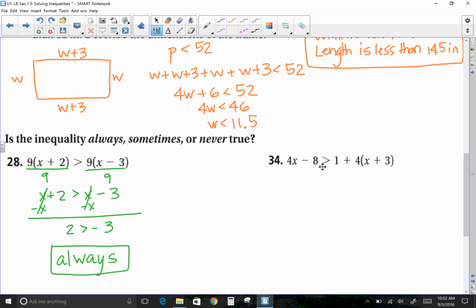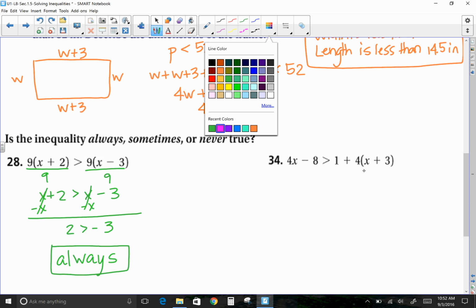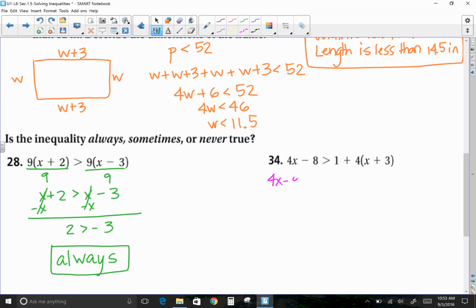4x minus 8 is greater than 1 plus, well, weird. Okay, 1 plus 4 times that quantity. I'm not going to divide by 4 here because I'd have to divide this one by 4. And these are no problem, but 4 doesn't go into that. So we're just going to go ahead and distribute. And that's going to give us 4x minus 8 is greater than 1 plus 4x plus 12. I'm going to simplify the right side. 4x minus 8 is greater than 4x plus 13. Again, you want to collect your variables.